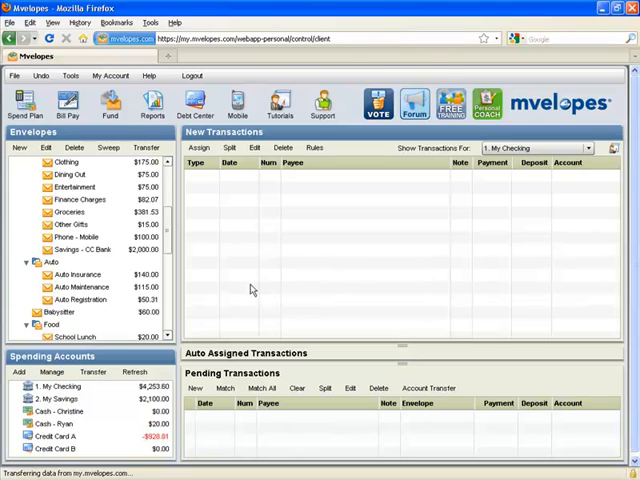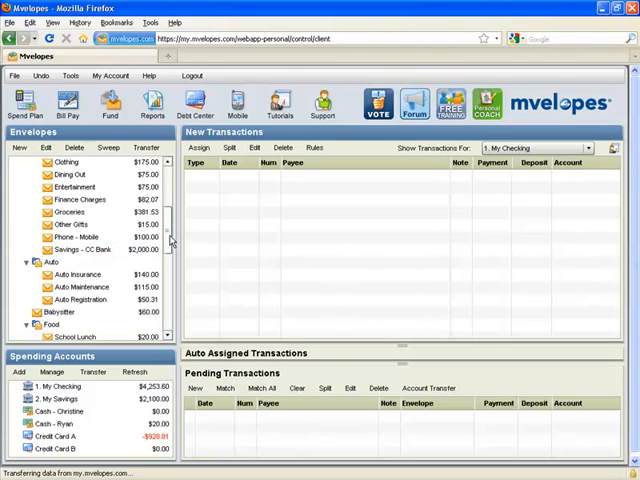That did not change anything in the envelopes because that money was already there to begin with. It was already somewhere in my envelopes. So what I need to do now is perform an envelope-to-envelope transfer to reflect the assignment of funds. So I need to put $100 into my savings envelope.